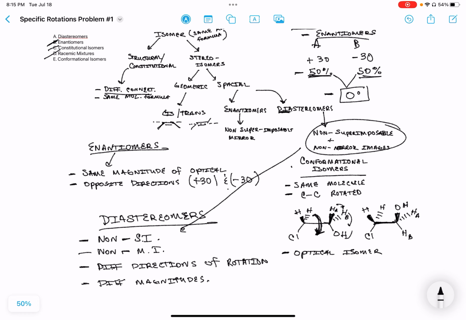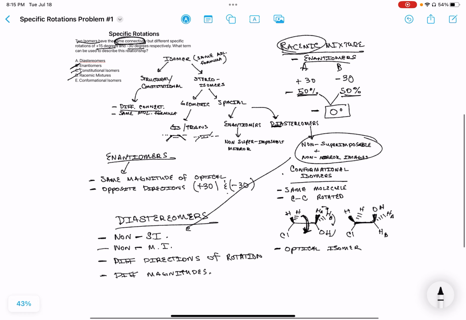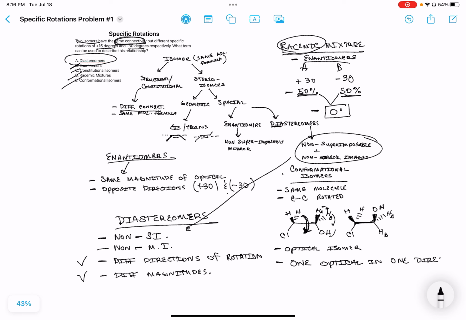Let's go back here and go through diastereomers. What do we have here? Positive 15 degrees, negative 30 degrees. That means they're different directions of rotation, positive and negative, and different magnitudes. And so our correct answer is diastereomers. Conformational isomers are incorrect because, again, they would not give us two different rotations. It would be just one optical rotation in one direction or the other, but not two different directions.